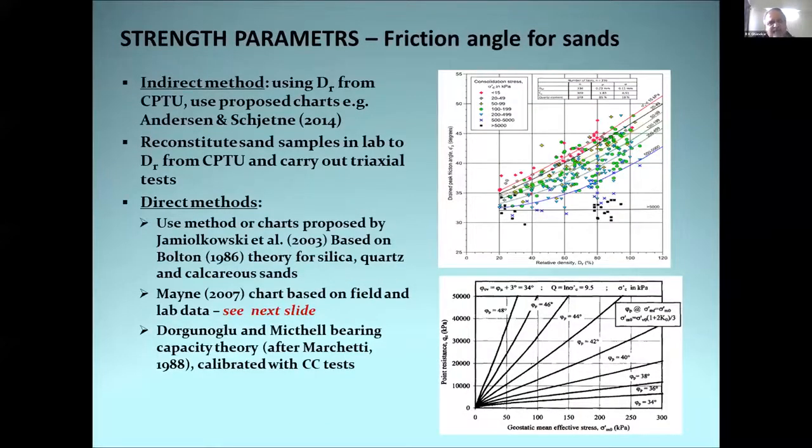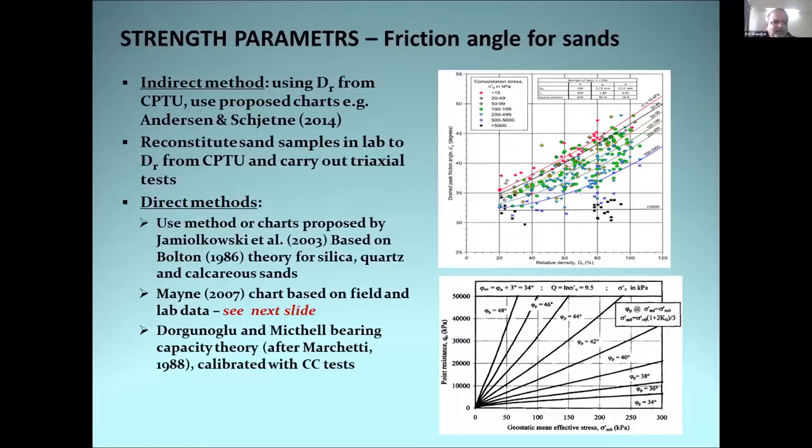Now, friction angle for sands. There are three ways of deriving friction angle. One is the indirect method, that is using relative density from CPTU and use of proposed charts like Anderson and Chetney shown on the right side top.